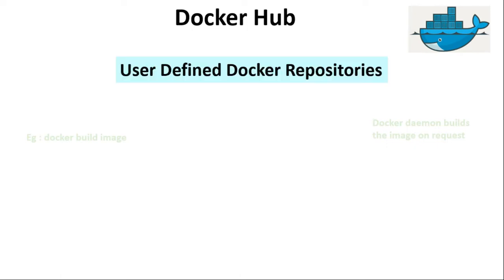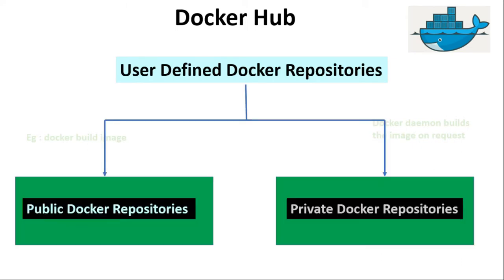Now friends, there are two types of user-defined Docker repositories, that is the public Docker repositories and the private Docker repositories. And friends, here in this session we will create our own public Docker repositories inside the Docker Hub registry.